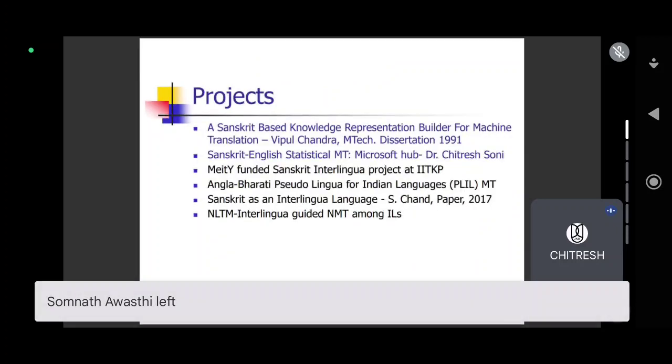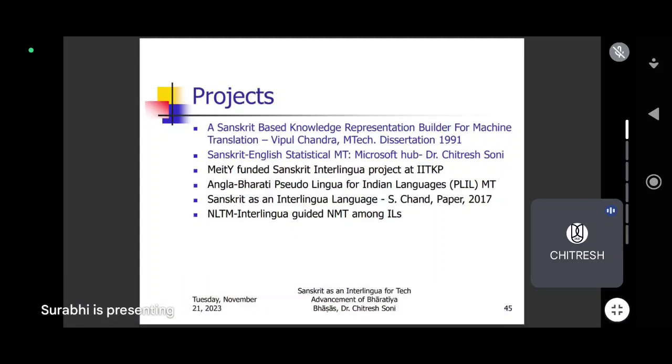Okay, the projects initially: what work has already been done in the case of Sanskrit as an interlingua? The first work that came to my fore was a Sanskrit-based knowledge representation builder for machine translation. It was an MTech dissertation at IIT Roorkee by Mr. Vipul Chandra in 1991, very early. Then Sanskrit-English Statistical MT at Microsoft Hub by myself.